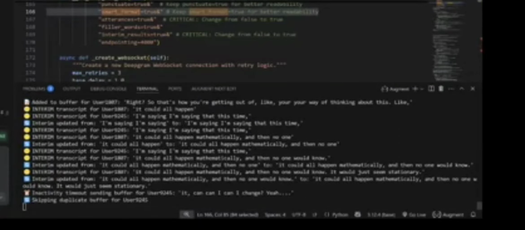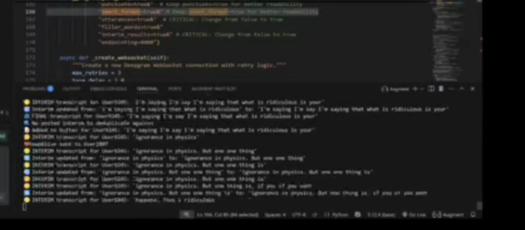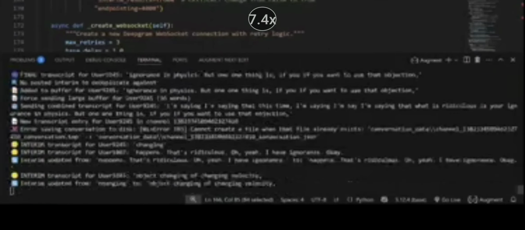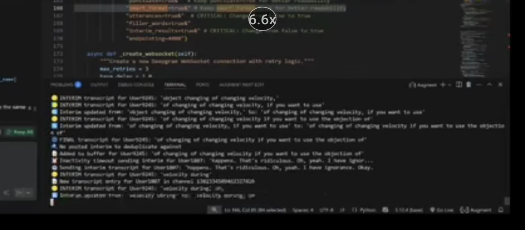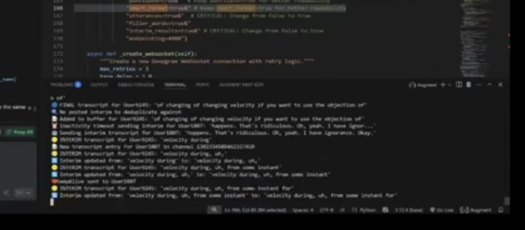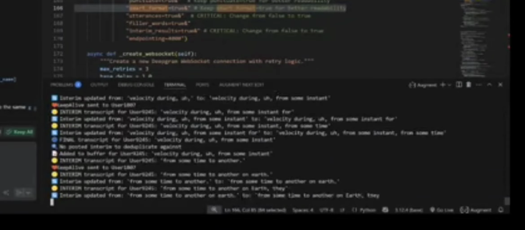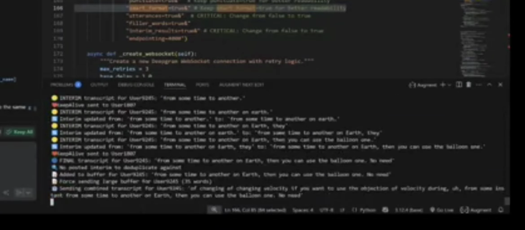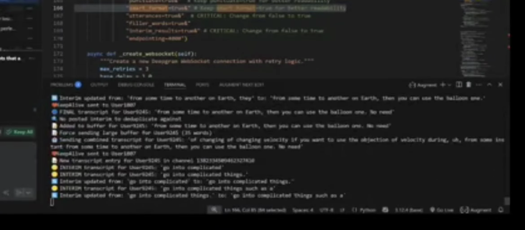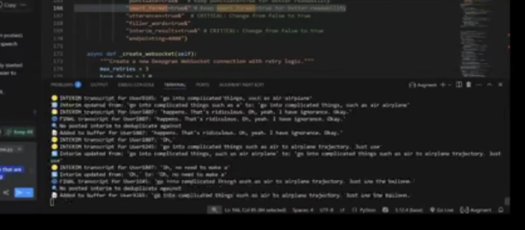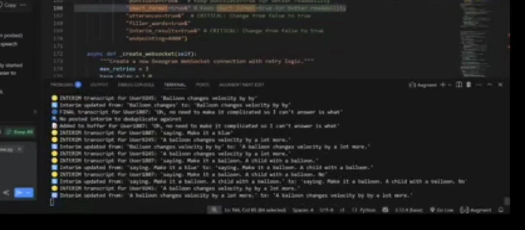That's ridiculous. What is ridiculous is your ignorance in physics. Oh yeah, I have ignorance. If you want to use the objection of changing velocity from some instant, from some time to another on Earth, then you can use the balloon one. No need to make it complicated, such as airplane trajectory. Just use the balloon. Make it a child with a balloon.